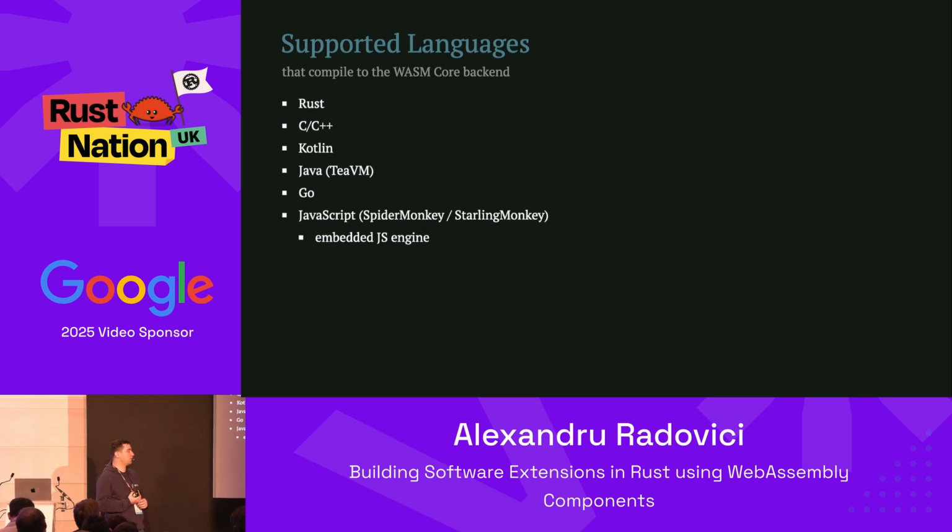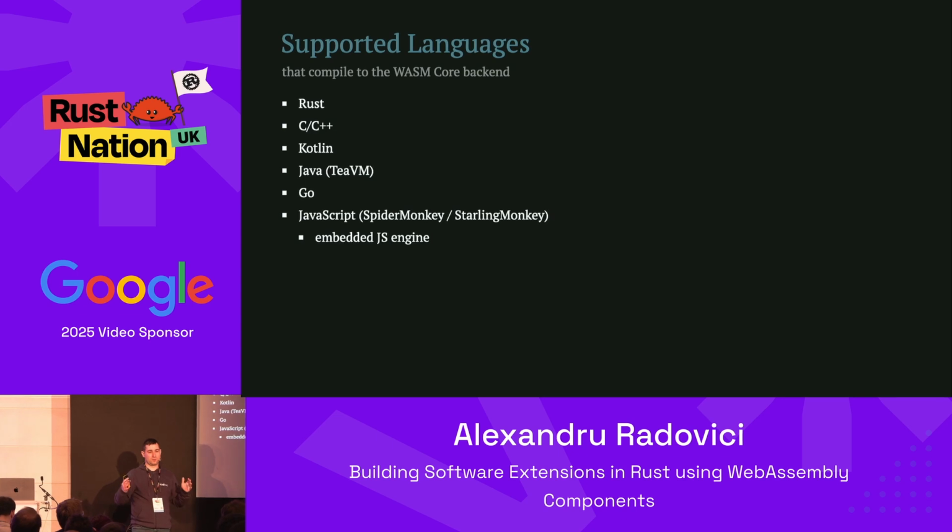And these are some of the languages that support WebAssembly targets. So you can build WebAssembly core modules. Rust, C and C++ through LLVM. Kotlin has an experimental support. Yes, you can write Kotlin apps. Java under TeaVM, Go, and JavaScript. You can write JavaScript and compile it to a module. It actually embeds StarlingMonkey, which is a version of SpiderMonkey, but which runs super, super fast.